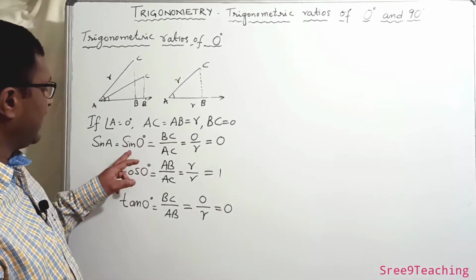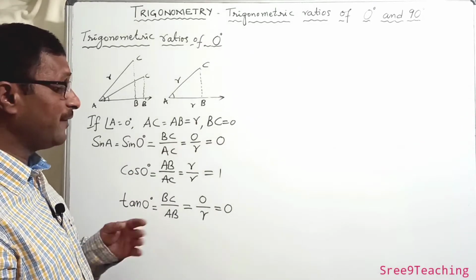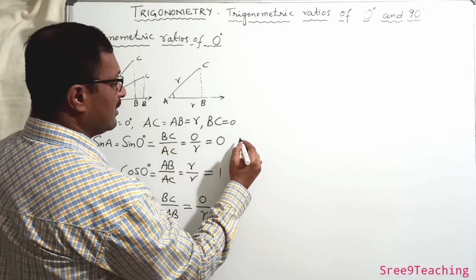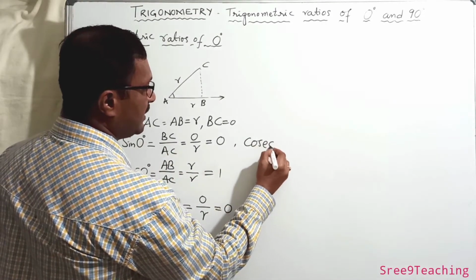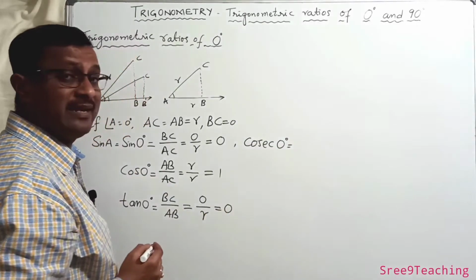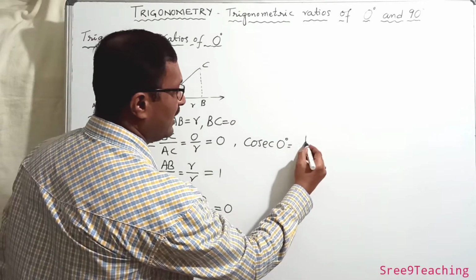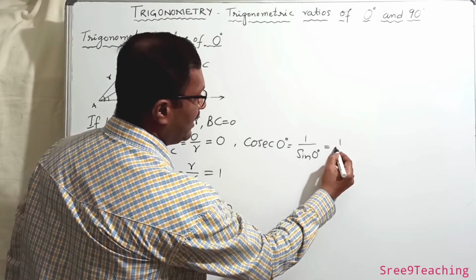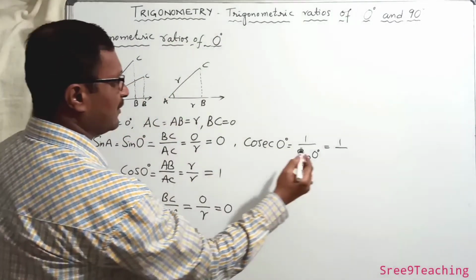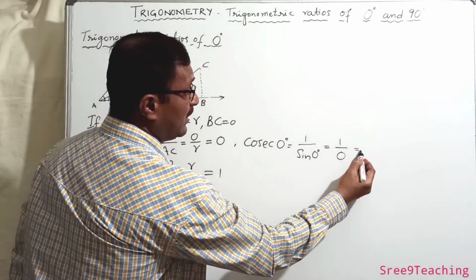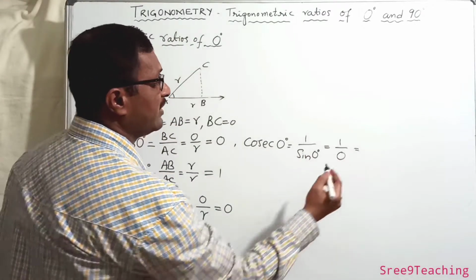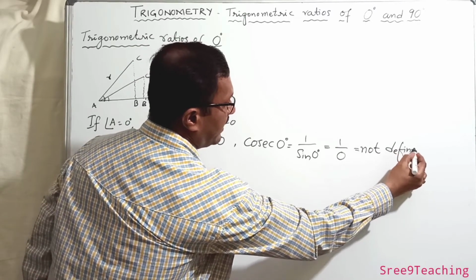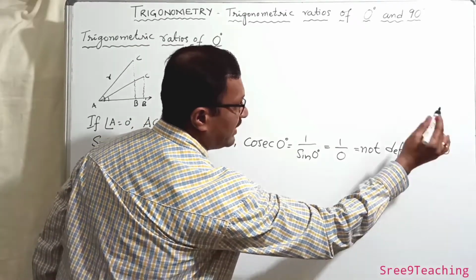So we found sine 0, cos 0, tan 0. Then we have to find the remaining 3 ratios. Here, cosecant, cosec 0 degrees. You know that cosecant is the reciprocal of sine, that is 1 by sine 0. What is sine 0? It is 0. Yes. Then what is 1 by 0? It is not defined. So hence we write not defined, or we write it as infinity.